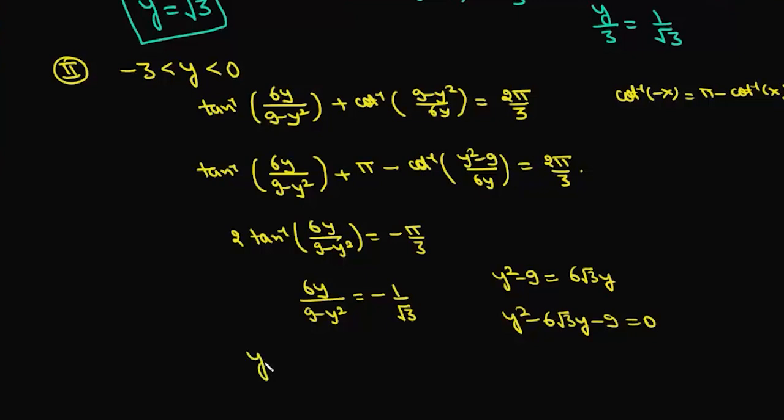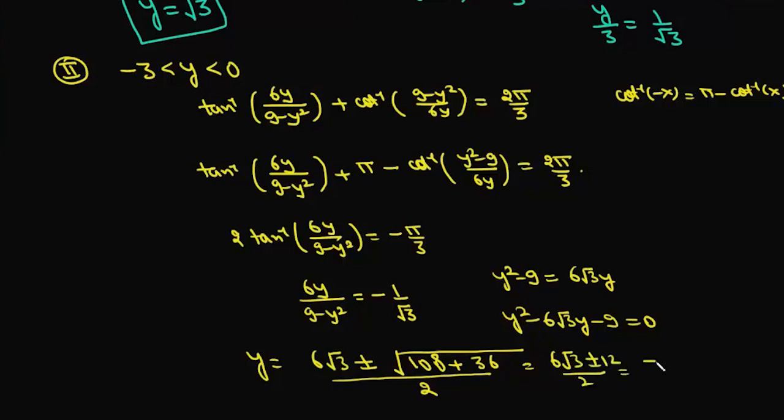Now here we'll get the solution as minus b plus minus under root of b square minus 4ac, over 2a. So this is 6 root 3 plus minus under root of 36 into 3, 108, plus 36, divided by 2. 144 root is 12. So there will be 6 root 3 plus minus 12 divided by 2, which is 3 root 3 plus minus 6. Now since we need y in the region between minus 3 and 0, the only value of y we are going to choose is y equals 3 root 3 minus 6.